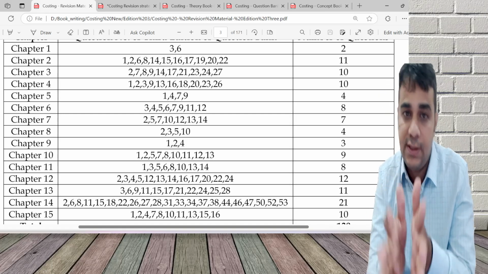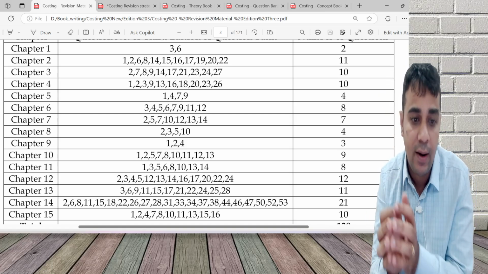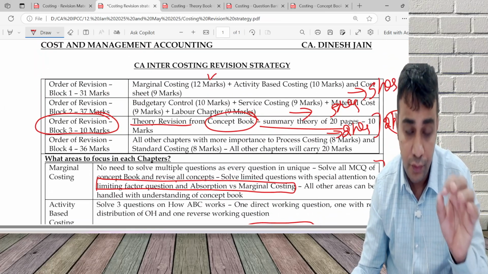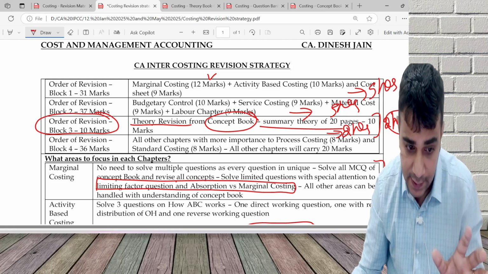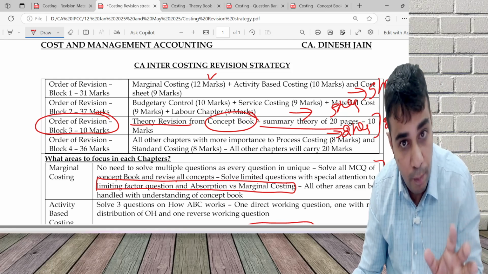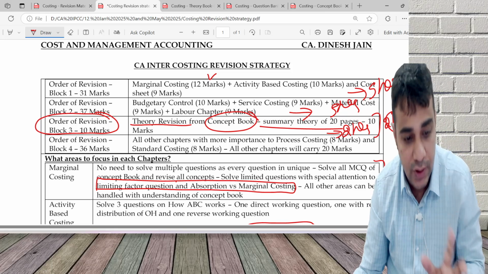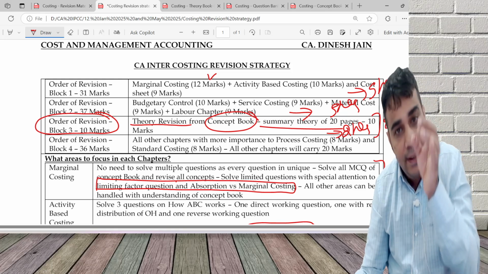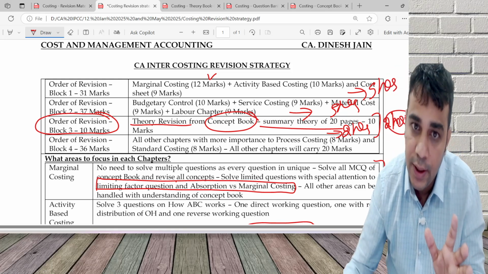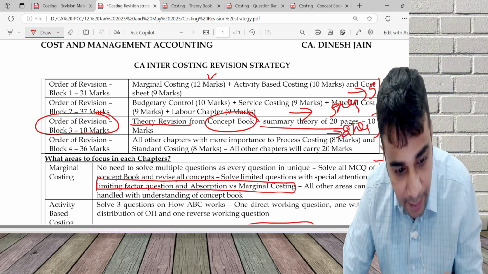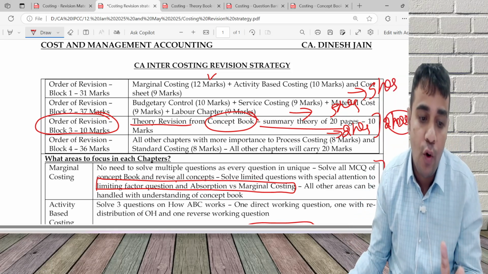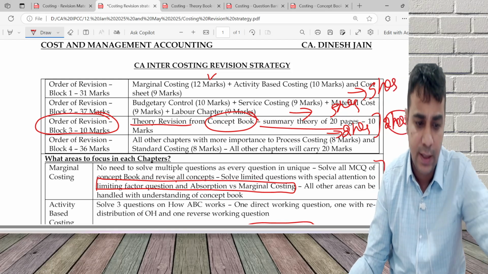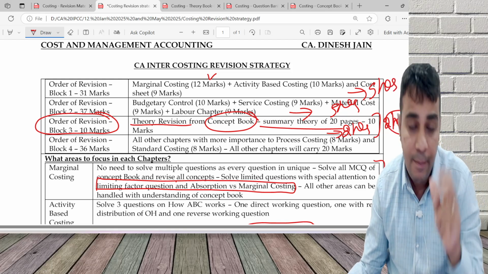Two days before the exam, or 1.5 days before the exam, start with block 1 on the day you write your prior exam. Block 2 in the day gap which is there. Block 3 in the day gap, or on the day you're going to write your costing exam. And block 4 with block 2, or the next day. That's a call you take. Block 3 and block 4 you can keep changing, but block 3 is critical.